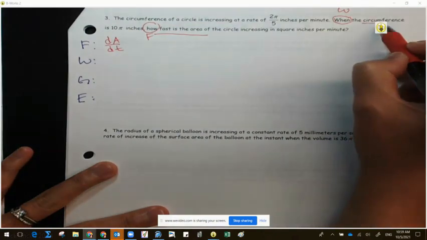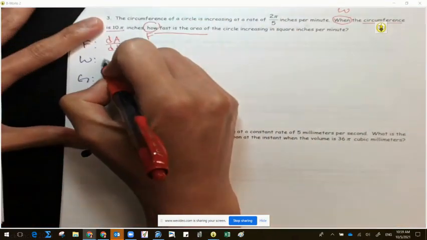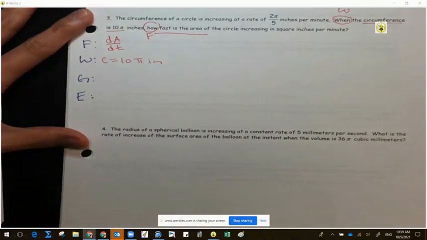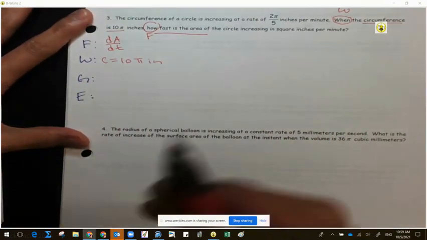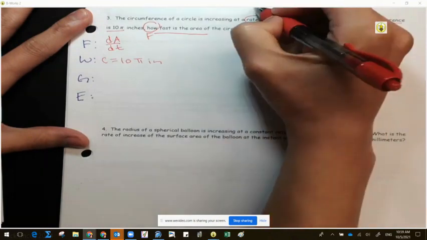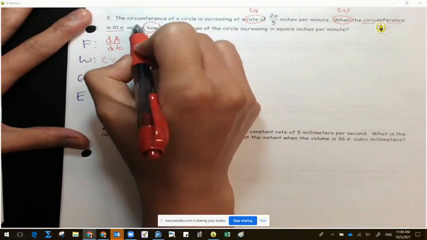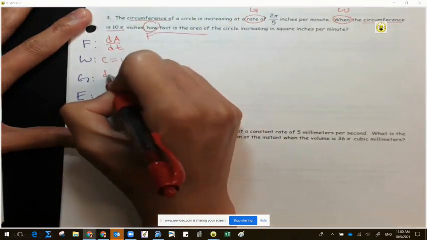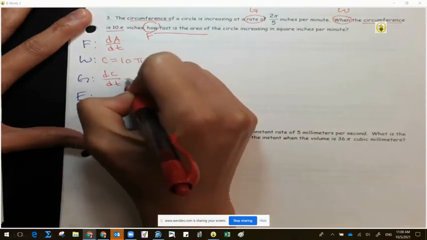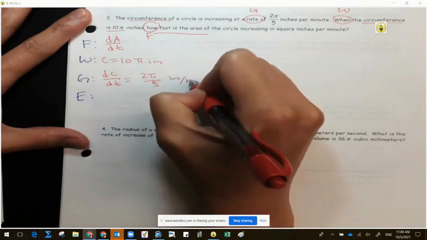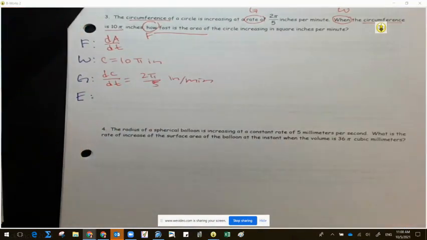And on when it says, we know circumference is how many? 10 pi inches. Make sure you're writing. And there's always a rate of that's always given. And that is the rate of the circumference. So we should write out dC over dt: 2 pi over 5 inches per minute. Oh, dang it. I'm not going to have enough room for this.